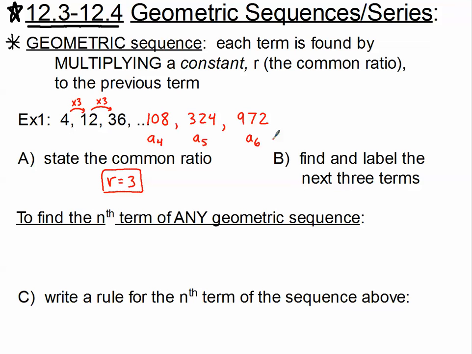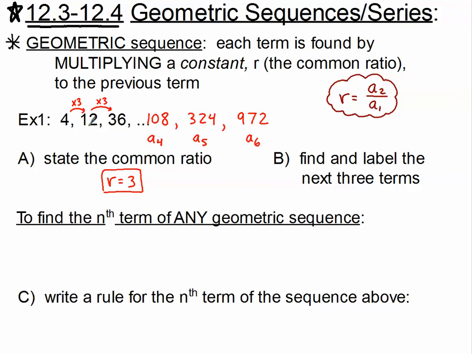Now, sometimes it might be a little difficult to find r. If you're ever having trouble finding r, just understand that we can take any two consecutive terms and divide backwards. I usually just take the second term and divide by the first term to figure out what r is. But I can take any two terms.